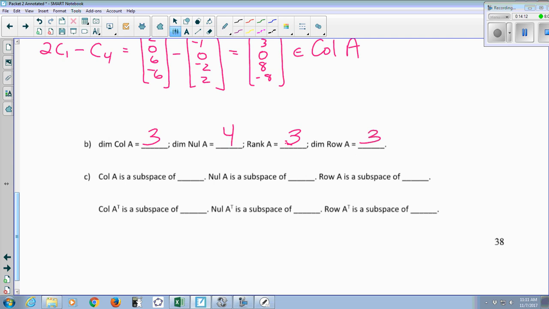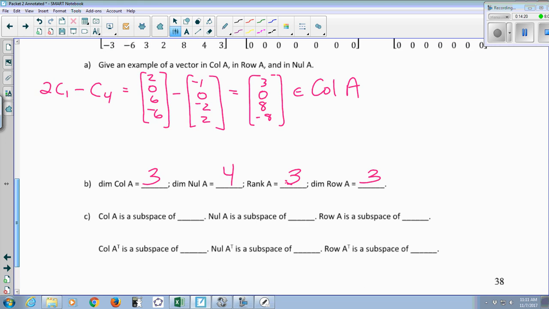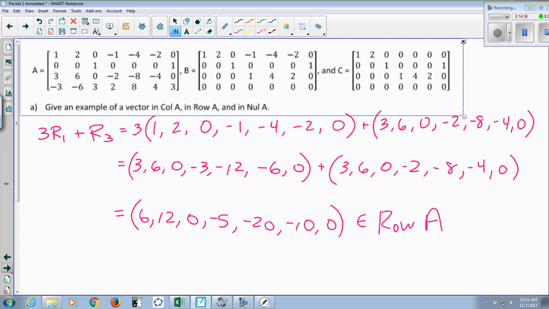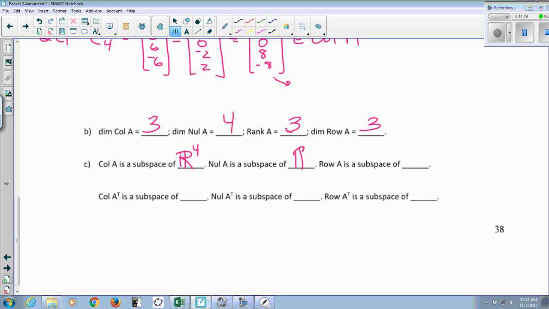All right, so where do these guys live? Let's look at the vectors in Col A, our example vector. This example vector lives in R4. So Col A is a subspace of R4. Okay, Null A. Let's look at our calculations for Null A. This was my example of an element of Null A. How many entries are in that vector? 7. So the elements of Null A live in R7, so it's a subspace of R7.